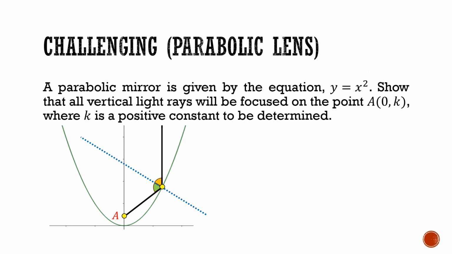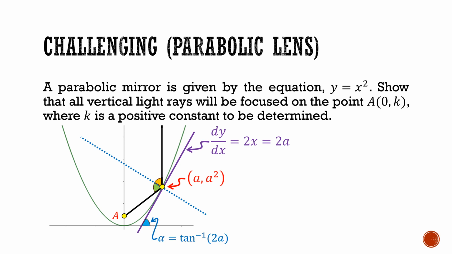Since the point where the light ray was reflected lies on the mirror, we can assign it an arbitrary x value of a. That will give us a y value of a squared. That means this point here is (a, a squared). Now we can construct a tangent to that point, shown here in purple. The gradient of that tangent will be given by the gradient function, dy/dx, which is 2x. Substituting x equals a, the gradient must be 2a. This allows us to find the angle of inclination of the tangent. Shown here in this blue angle, the angle alpha is equal to arctangent of the gradient, 2a.